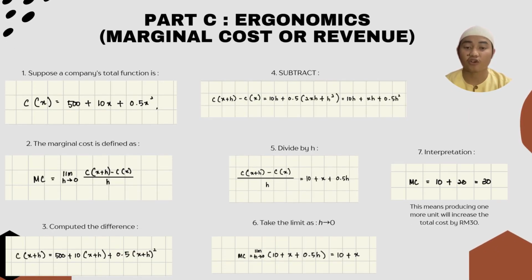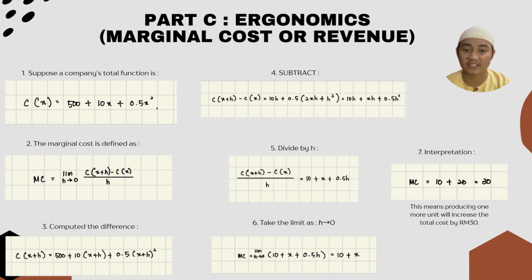Okay, the total cost function of the company is given as C(x) = 500 + 10x + 0.5x², which shows how cost increases with production. The marginal cost represents the additional cost of producing one more unit, defined mathematically using the limit of [C(x + h) − C(x)] / h.